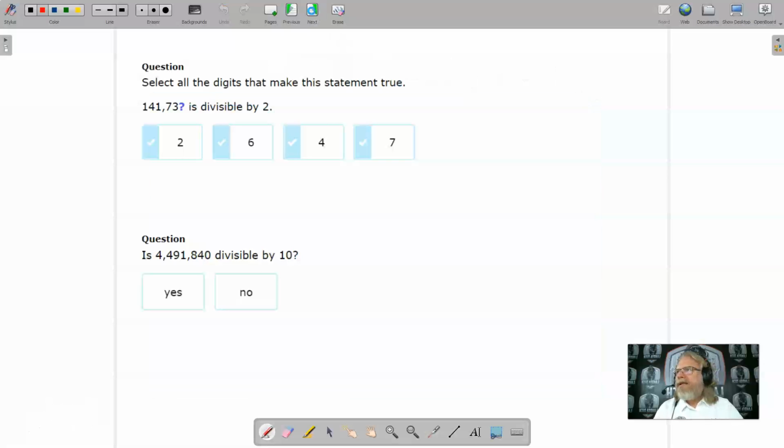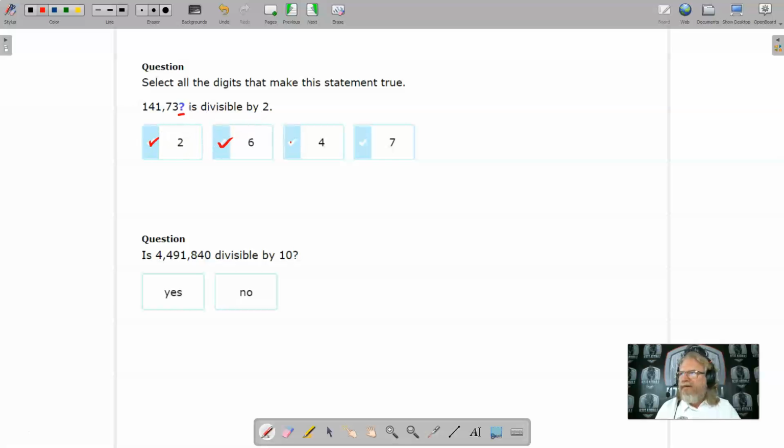With that, let's go ahead and start looking at some of these. It says to select all the digits that make this statement true. We want a number that's divisible by 2. The rule for 2 is that the last digit has to be an even number: 0, 2, 4, 6, or 8. So 2 would work, because it is the last place that they're asking for.